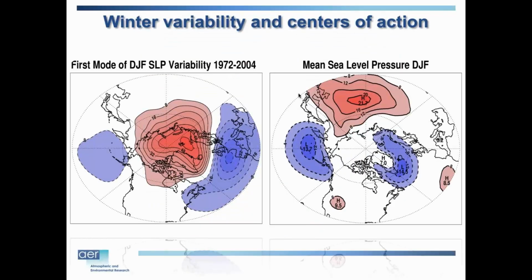So now, just some background material for my talk. I'm going to talk a lot about the Arctic Oscillation. I assume most of you are familiar with it, but it can't hurt to bring it up. Here on the right is the mean sea level pressure for the winter months, December, January, and February.